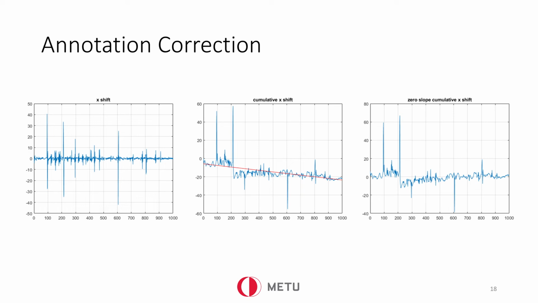On the left, you can see X shifts dk to k+1 values of one video frame by frame. Then in the middle one, you can see accumulative displacements, and the red slope shows the trend of accumulative shift. So we remove that trend, we get zero slope cumulative displacement on the right figure. Then we can directly use this displacement to define corrected annotations.